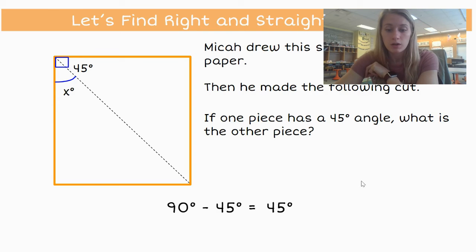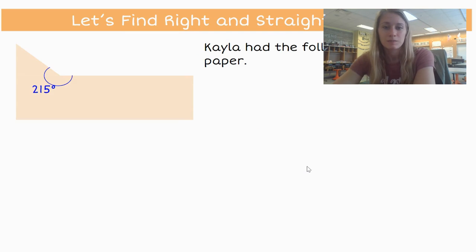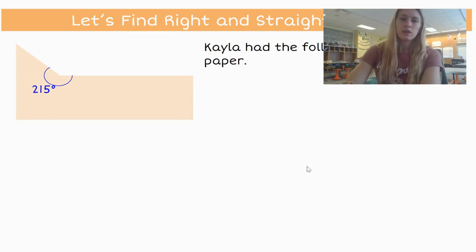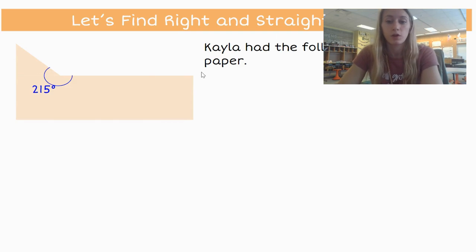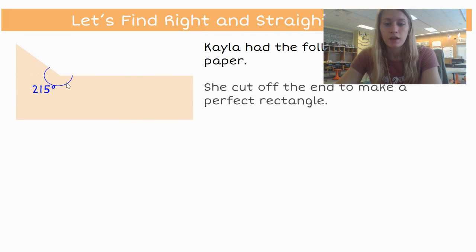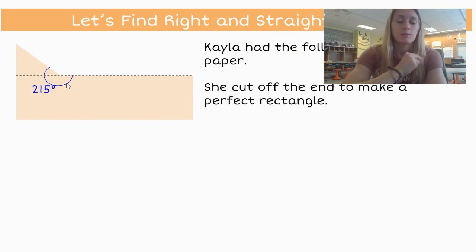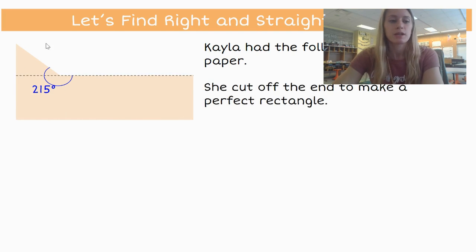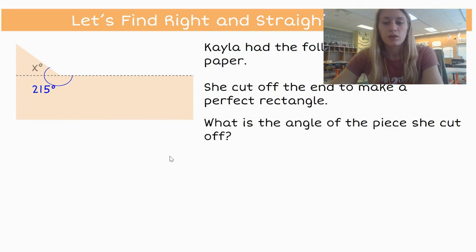Now we can always check our work. 45 plus 45 degrees equals 90 degrees. So our answer here is x is 45 degrees. Let's try again. Let's try finding the right angle and straight angle. So Kayla has the following piece of paper, represented by this orange sheet. Now she cut off the end to make a perfect rectangle. She wanted to get rid of this little extra piece right here. What is the angle of the piece she cut off?